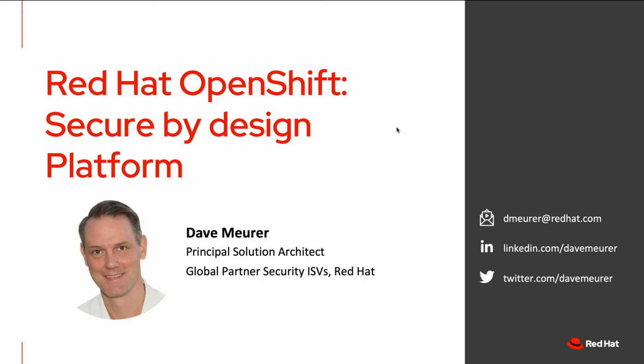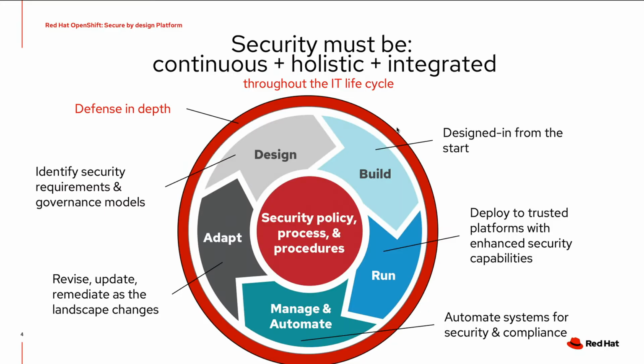So today I wanted to talk to you all about Red Hat OpenShift, and specifically how security is built into our Kubernetes platform. And first, I wanted to take a quick step back and look at security at its highest level. There are several key things to think about, right? It needs to be continuous and holistic and integrated. Throughout the entire software and IT lifecycle, security needs to be designed from the start, built in as early as possible, and run on a secure platform. It also needs to be continuously managed, automated, and adapted.